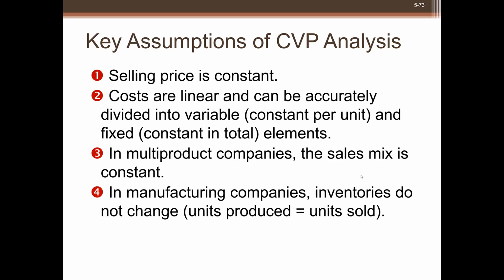In this chapter, we focus on cost-volume-profit analysis. We do make assumptions during CVP analysis. Number 1, we assume selling price is constant. Number 2, costs are linear and can be accurately divided into variable and fixed parts. Number 3, in multi-product companies, the sales mix is constant. Number 4, in manufacturing companies, we assume inventories do not change, which means units produced are the same as units sold.